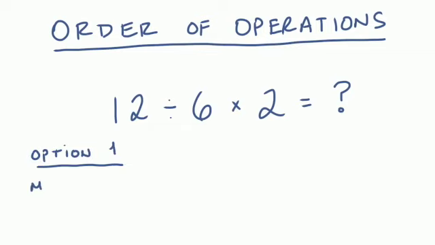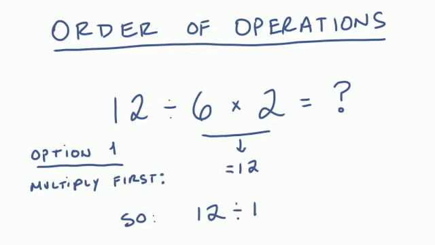Option 1 would be to multiply first. So we can do 6 times 2, and if we do that, we get 12. So we end up with 12 divided by 12, which is equal to 1. That would be the first answer we would obtain.